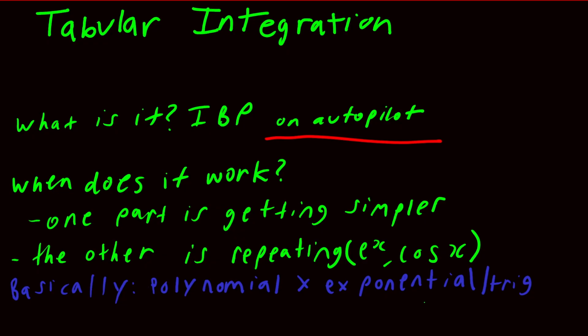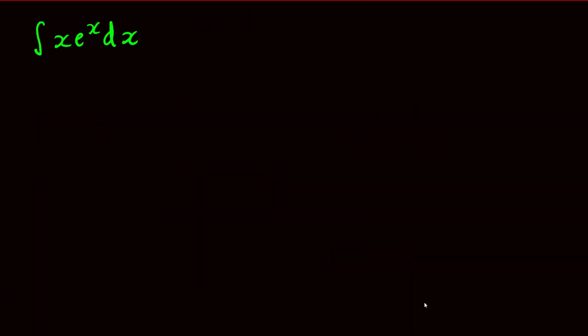So e to the x cosine x, right? If you take those integrals, it's going to repeat. It's never going to go to zero. So basically, you use tabular integration when the integrand is a polynomial times an exponential or a trig. Alright, so we'll go over some examples.